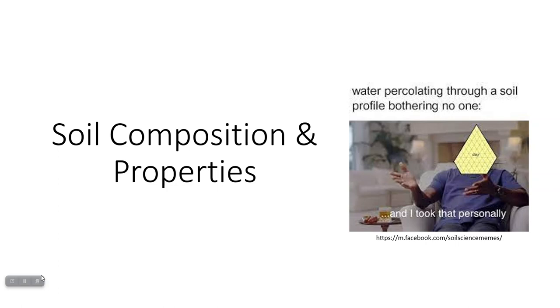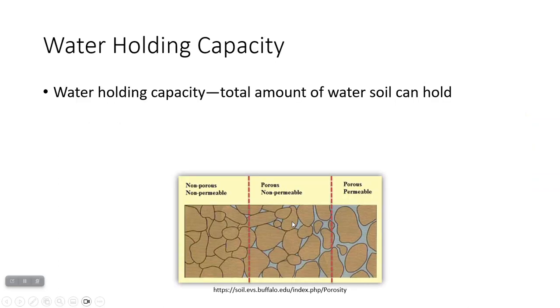Alrighty, welcome to the second of our two lessons on soil. We're going to talk about the composition of soil, meaning the different particles that make it up, and their properties and how that affects the properties of soil in general. One of the very important things about soil is how much water it can hold, otherwise known as its water holding capacity, which depends on a few things.